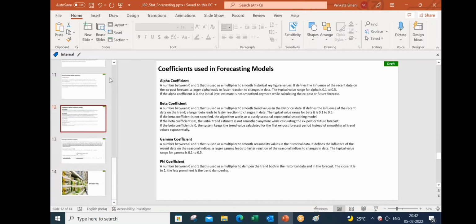Okay, here I have given what is alpha, beta, and gamma also specifically. You can go through this document.